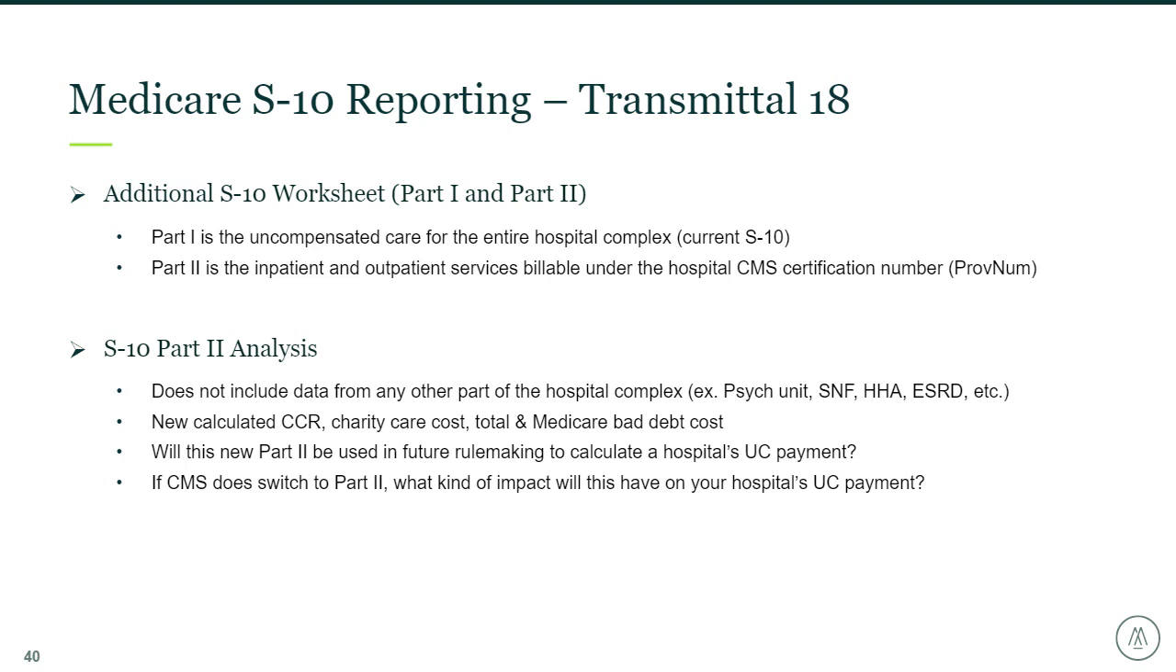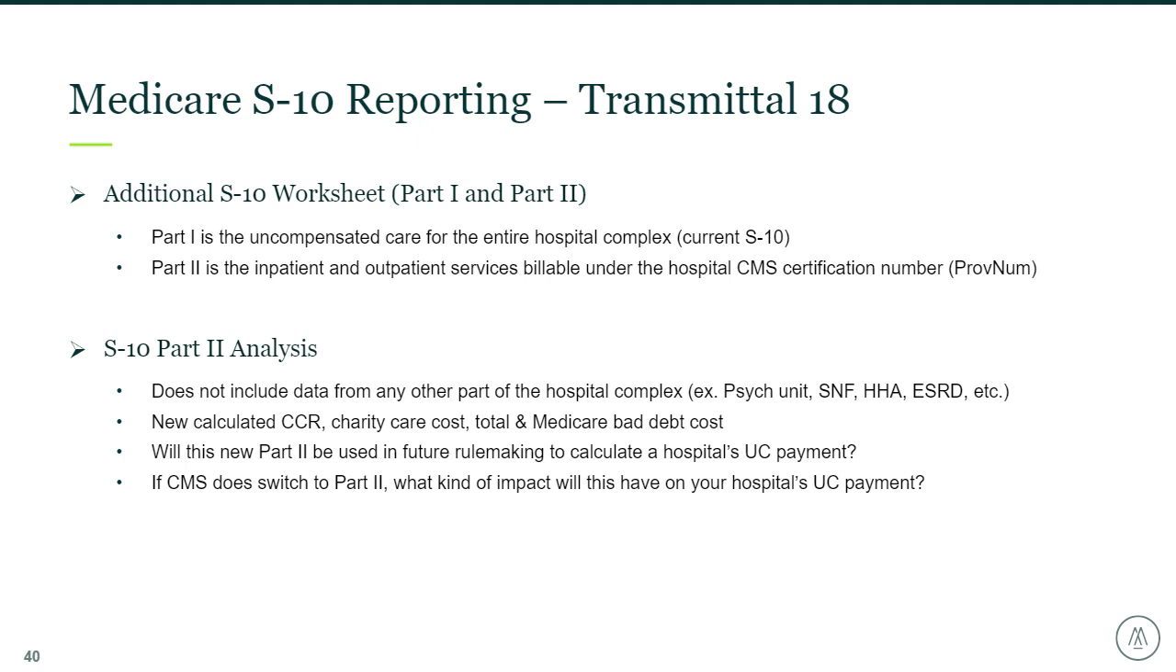So the question we have to ask ourselves is, how will this affect providers' uncompensated care moving forward? Why is there a second S-10 worksheet, and how is it going to be used by CMS now that it's excluding other units? It's going to have its own calculated CCR, its own charity care costs, and its own total and Medicare bad debt costs. So if CMS uses this Part 2 going forward, how is that going to affect your UC payment?